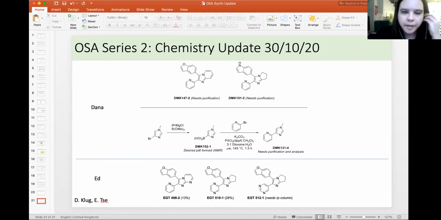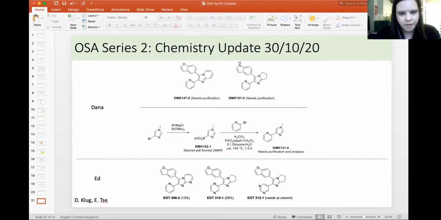Okay, mine's quick too. So the top 2, I've been trying to purify, particularly 147. I've already done 2 columns on it, but I do have enough material to try and purify it again. So hopefully I'll get some clean material out of that. 151, I've just done the Boc deprotection with TFA, and it does look to be cleaner. That I haven't done any purification on yet, so I just need to do that.